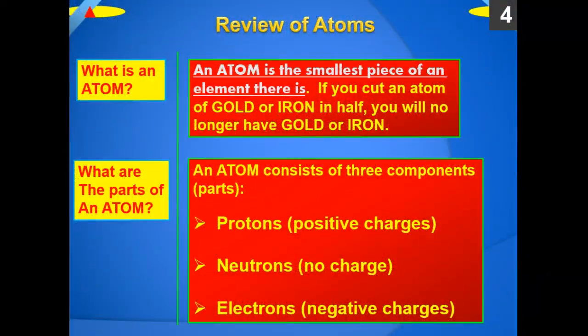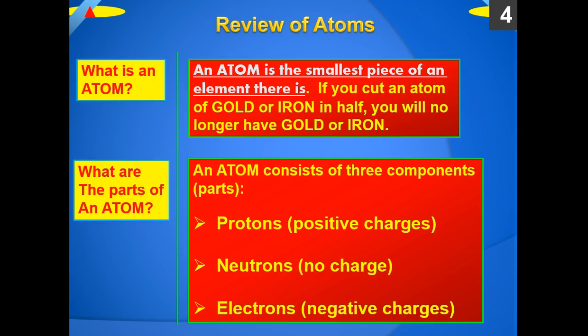Okay, so the smallest piece of any element is called an atom. If you cut an atom of gold or iron in half, you will no longer have gold or iron. You'll just have some random protons, neutrons, and electrons. And those are the three things that an atom consists of.